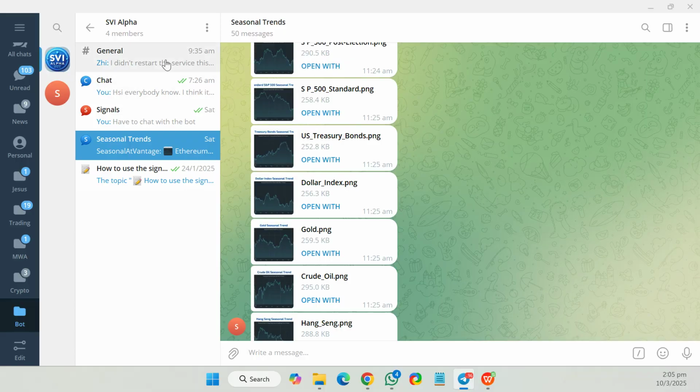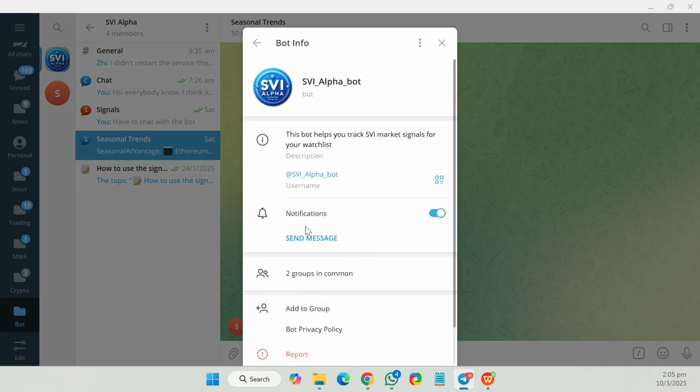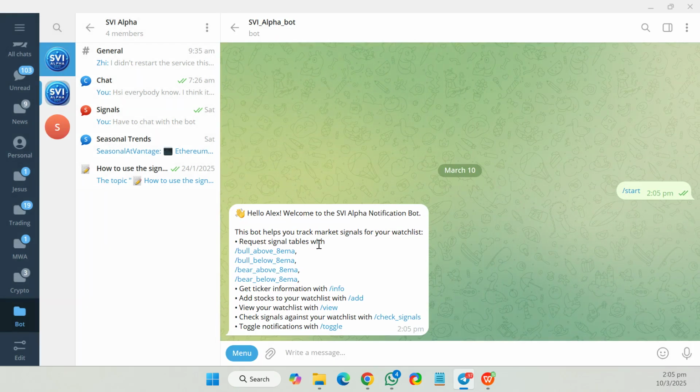The group also has the bot, where you can actually chat with the bot. This is the start. Typically every week I will send out trigger entries, trade ideas. This bot will help you filter and screen based on the seasonal data. The seasonal data at the back I still need to input, so it is still a little bit manual. For this coming week, I've already updated it.